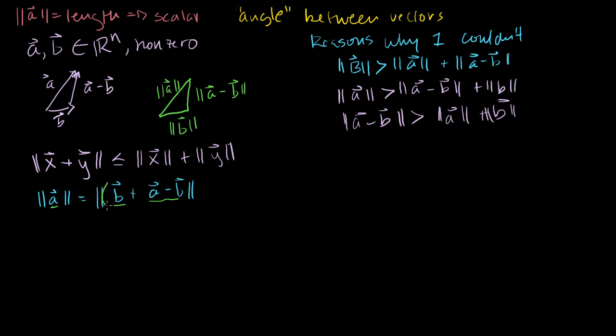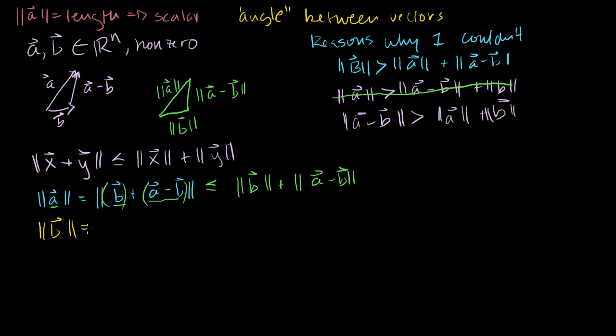But now, if I put little parentheses here, I can apply the triangle inequality. By the triangle inequality, which we proved, it's going to be less than or equal to the length of vector B plus the length of vector A minus B. So we know that the length of A is less than the sum of those two, so we don't have to worry about this being our problem. We know that that is not true. Now let's look at B.